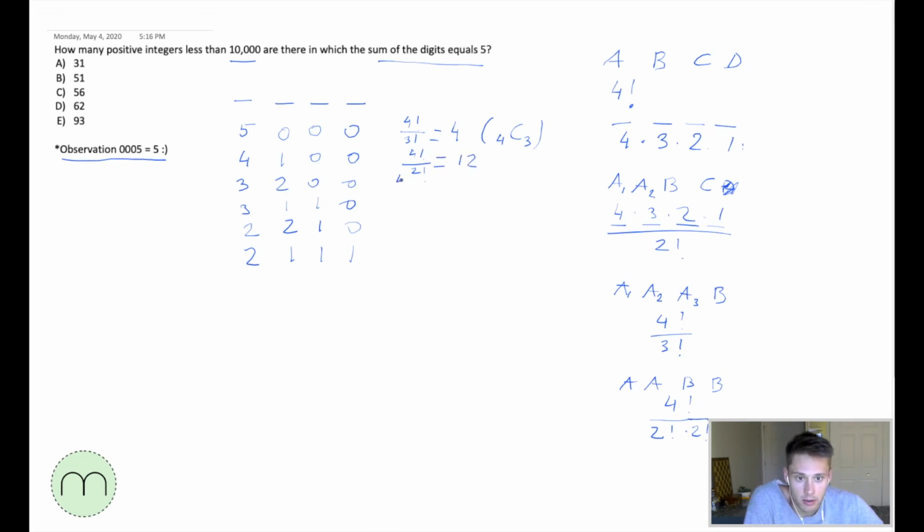Here, same thing, 4 factorial divided by 2 factorial, which is 12. Here, same thing, but in this case the ones are repeating instead of the zeros, so this is again 12. Here it's the same thing because the 2's are repeating. So again, it's 4 factorial divided by 2 factorial, so you have 12 again. And here you have 3 digits repeating, so it's the same as the first example, so this is just 4. So when you sum all those up, this is 48 plus 8, so you get 56, which is one of the options.